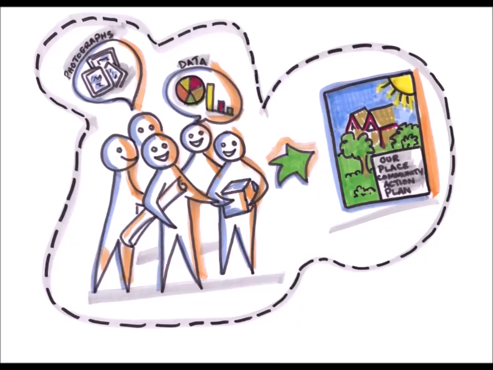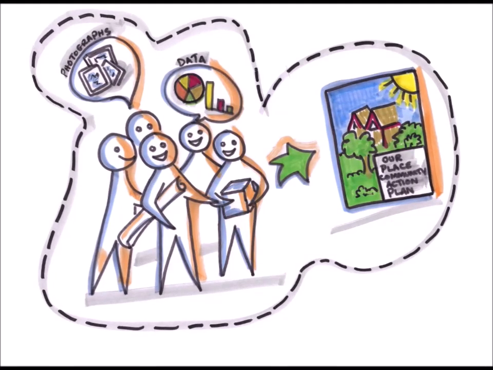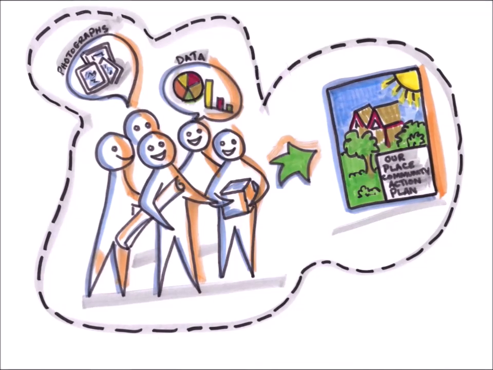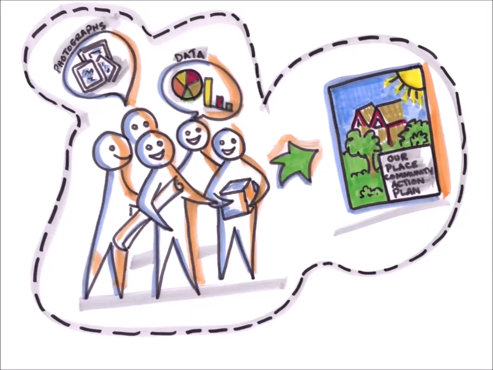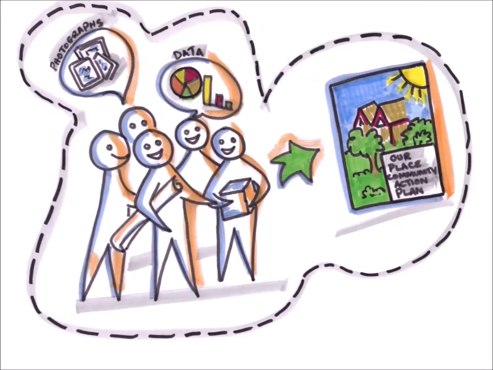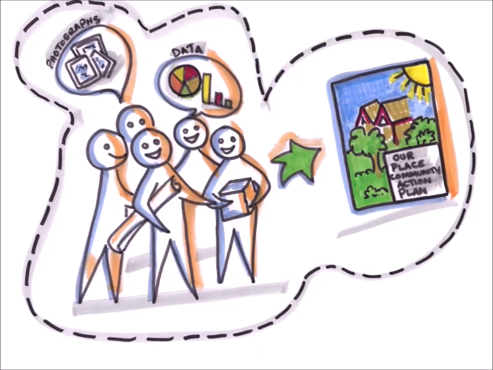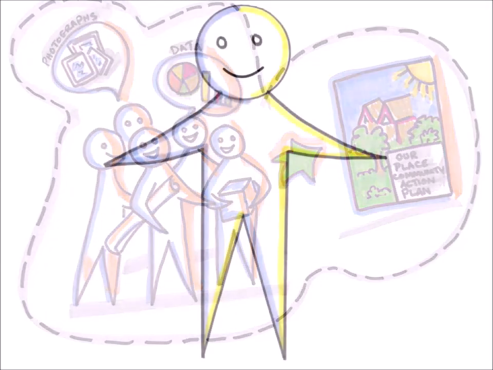Phase 7. Gathering all the data and information from the process with some history and development of your place, we can create the CAP document, which is in a recognized format to ensure that it informs plans which are developed by Aberdeenshire Council.